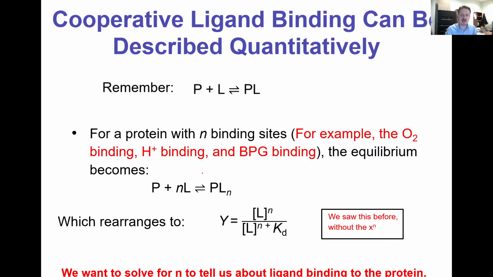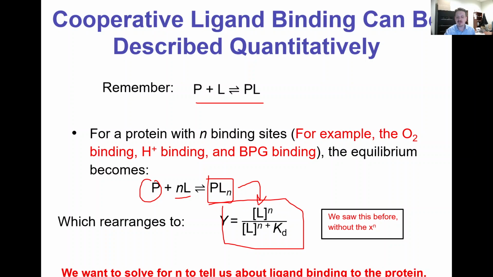Now we just need to mention the Hill equation. That's it. Now remember, P plus L gives the protein-ligand complex. Now the thing is that, as we've discovered, some proteins have multiple ligands. And so one protein may have n ligands, which means it may form PLn complex. And so if we rearrange that into the equation the same way as before, it will rearrange to give this equation here. The fullness of the protein is equal to the concentration of the ligand multiplied by a factor of how many different ligands can bind.